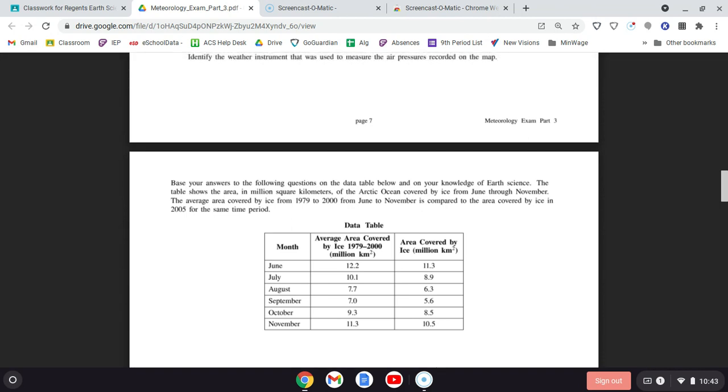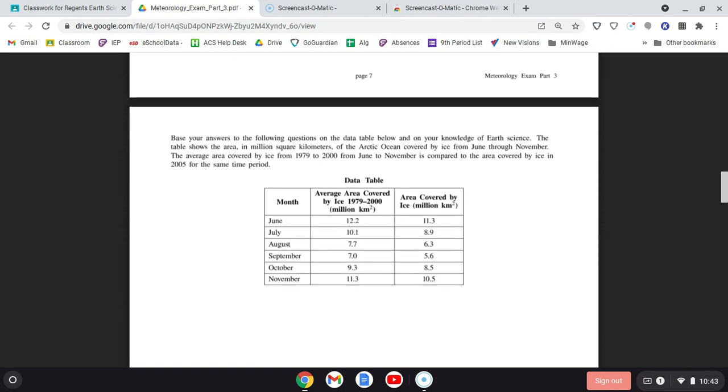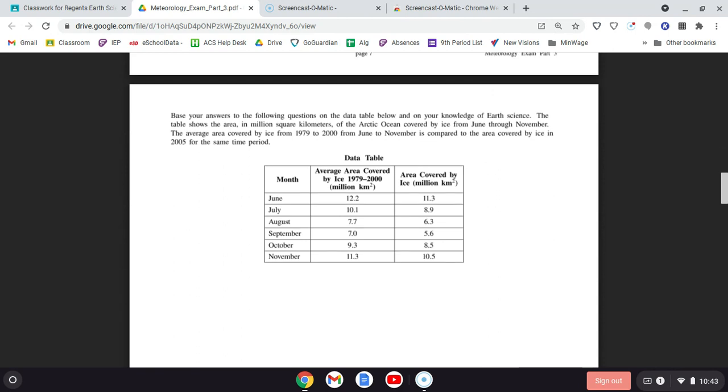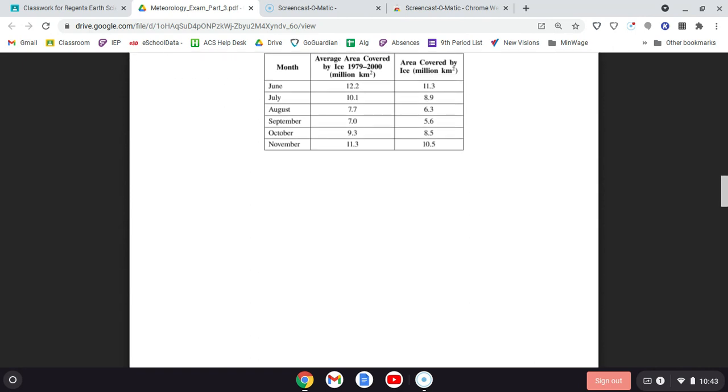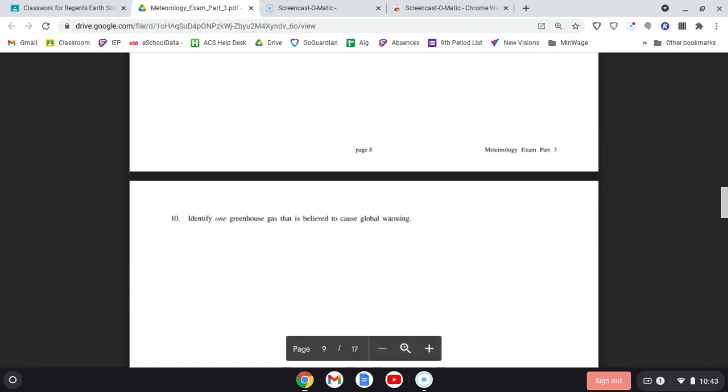Base your answers to the following questions on this table, which shows the area in million square kilometers of the Arctic Ocean covered by ice from June through November. The area covered by ice from 1979 to 2000 is compared. So it looks as though the ice is melting over that time period. Number 10, identify one greenhouse gas that is believed to cause global warming.